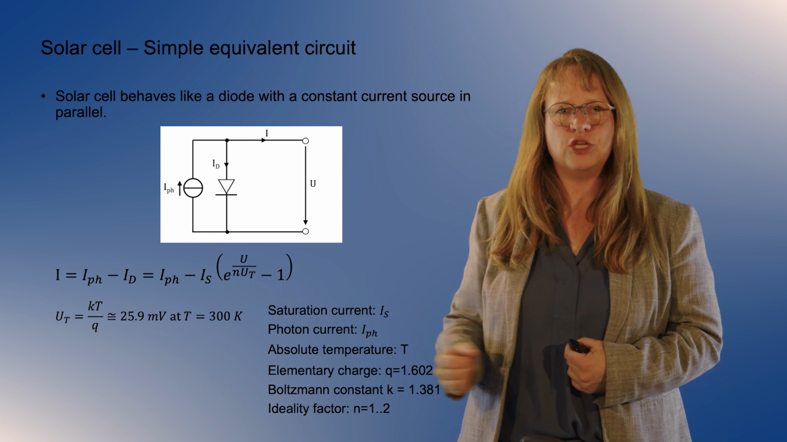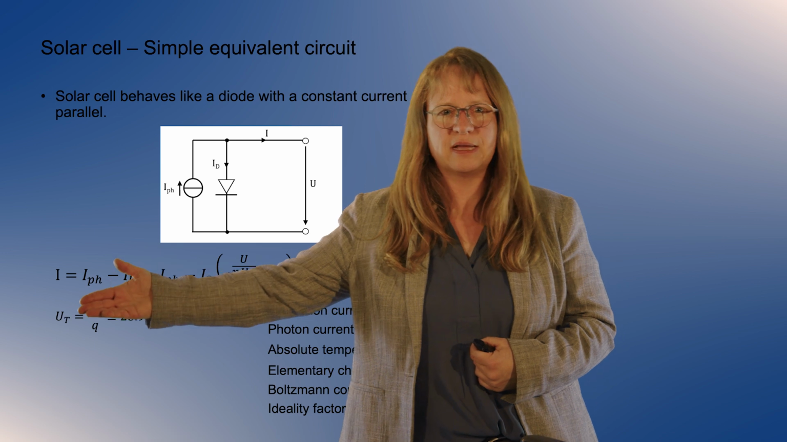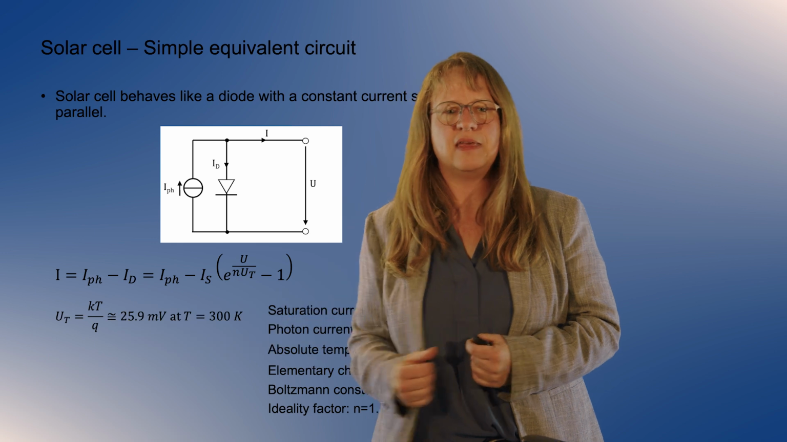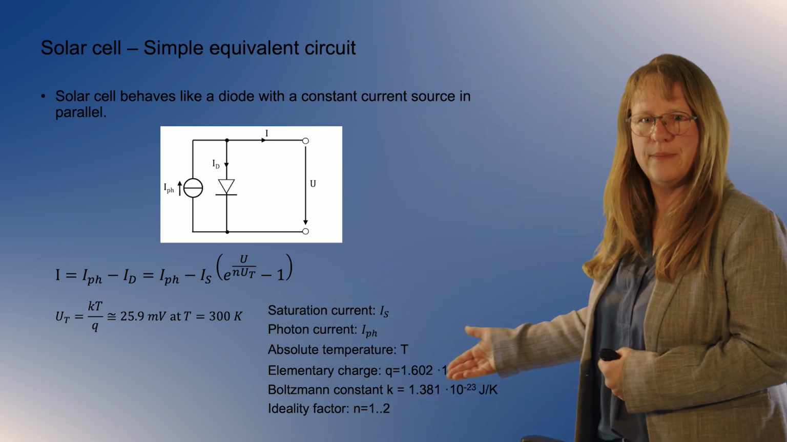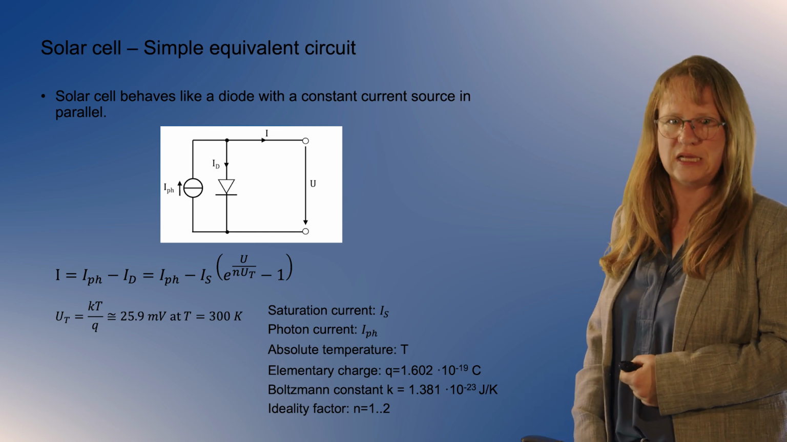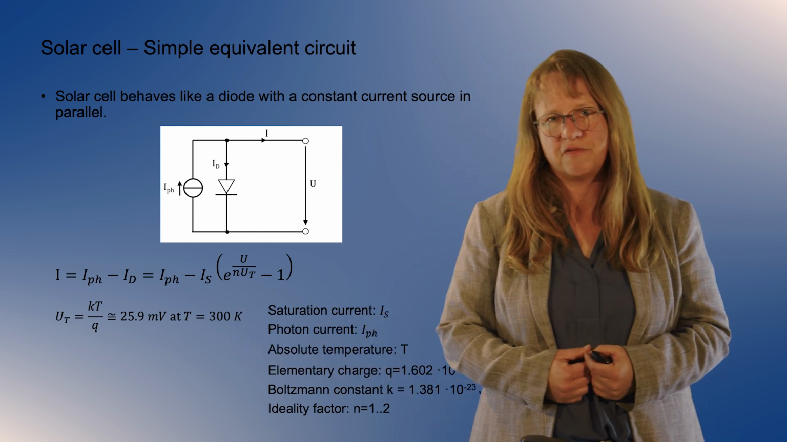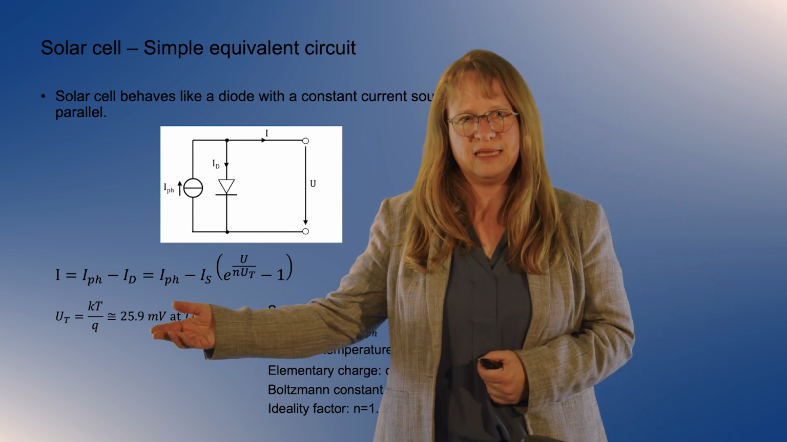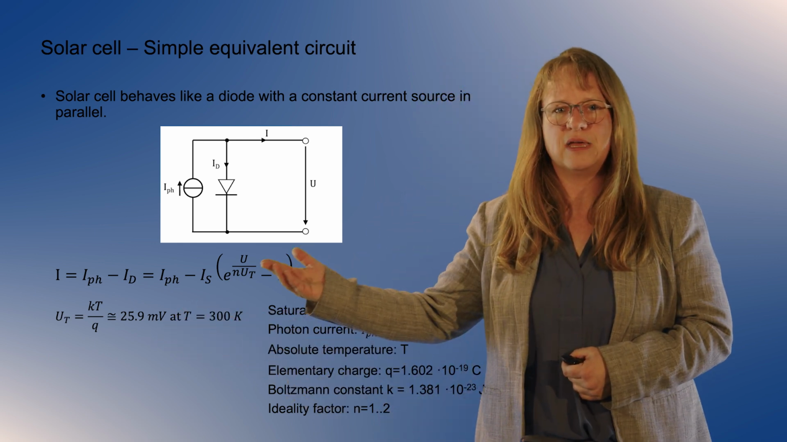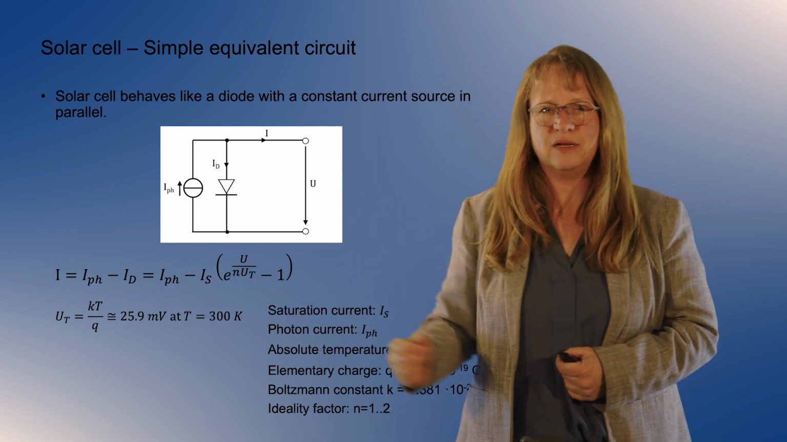The voltage is divided by U_T, the temperature voltage, which is calculated by the Boltzmann constant k times the absolute temperature, divided by the elementary charge q. The elementary charge is given here, and I've also given the Boltzmann constant, which need to be plugged into this equation. If we calculate this for room temperature, an absolute temperature of 300 Kelvin, we obtain a temperature voltage of about 25.9 millivolt. This is the value that needs to be plugged into the equation. So this is the simple diode model.